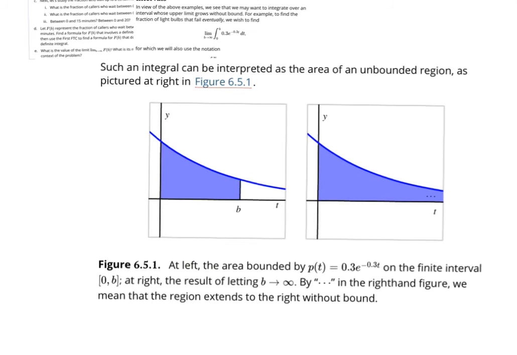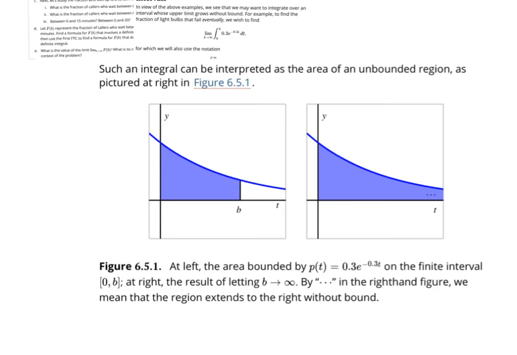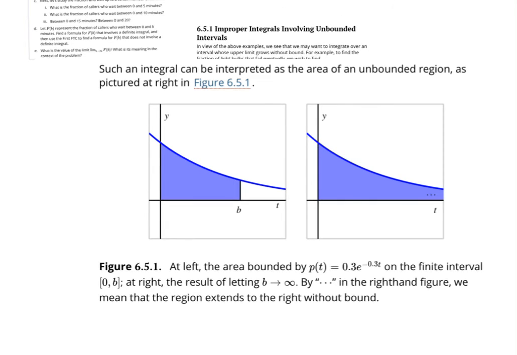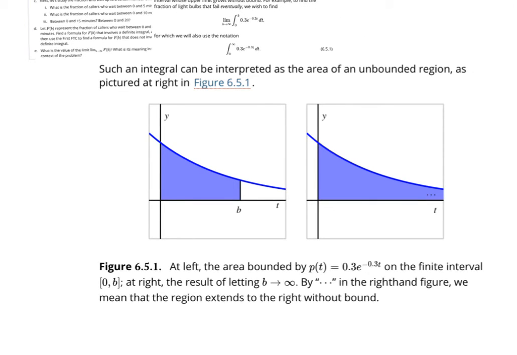So again, this first type that we're talking about is unbounded interval improper integral. If we look at what happens, we have an area that's going, in this example, picture it's going from 0 to b. In other words, it's integral from 0 to b. We don't know what b is. It's just some point on the t-axis.